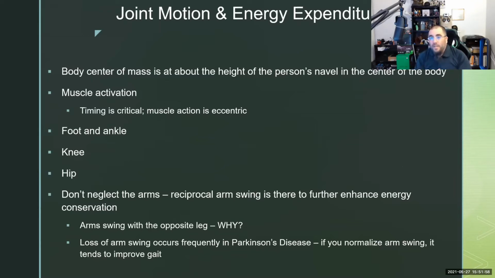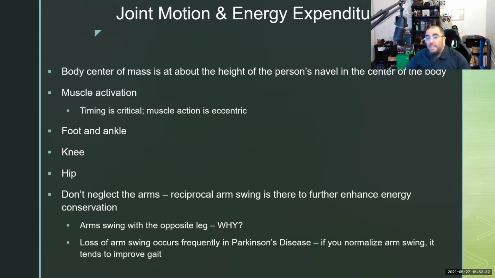The main thing I want you to get out of this class is talking about joint motion and energy expenditure. When we're working with patients, one of the main things we have to work on, because again, we're not dealing with healthy patients, we're dealing with unhealthy patients, is energy conservation. When you get to your boards, there are two main things the boards worry about: safety and energy conservation, because those are the two main things our patients have problems with.